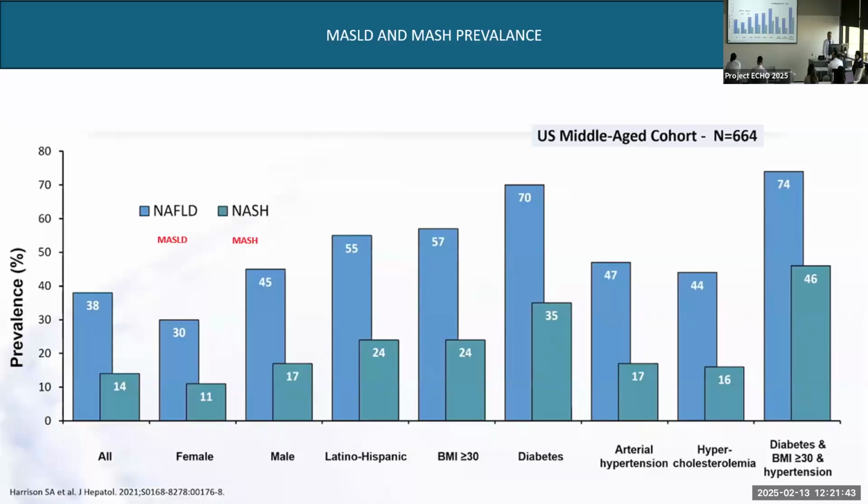And here for the US middle-age cohort, you can see how high the MASH and MASLD prevalence is in diabetic people. It's important for us that perhaps Latino Hispanics are also very high with NASH and MASLD.